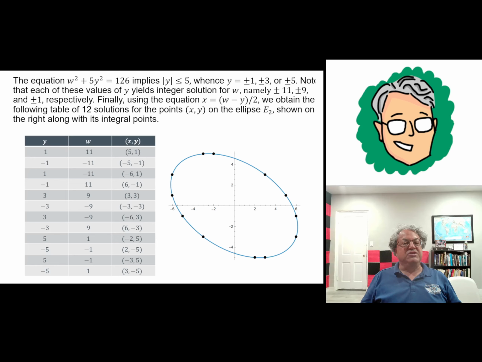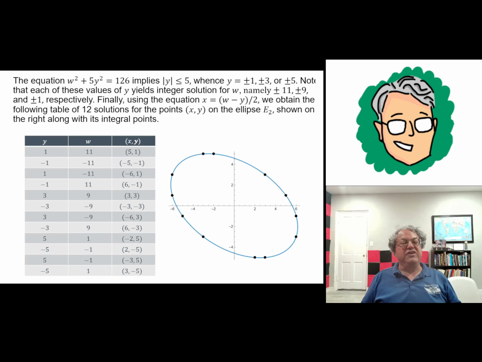But now we're not done because we still need x. So once we've solved for w, we still have to solve for x. And I do all this in this table. I'm not going to go through the whole table here, but you can go through it yourself. Maybe I'll just go through the first few columns of the table. So our first solution is y equals 1, which yields w equals 11. And then x is w minus y over 2. That turns out to be 5. 11 minus 1 over 2 is 10 over 2 or 5. So we get the point 5 comma 1.